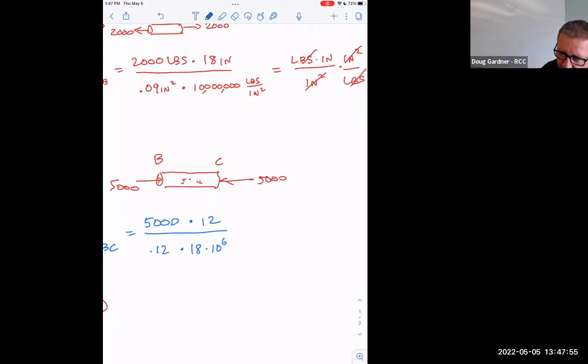And so this needs a negative. The question is, where do you put it? And the answer is, who cares? Just recognize that it's compression and put it in there somewhere. You could put it in front of the 5,000 and say that 5,000 is pushing it shorter. I don't think it belongs anywhere else. Area is not negative. 12 inches is not negative. The modulus of elasticity is not negative. Put the negative in front of the 5,000 maybe, or just put it in front of the whole thing.